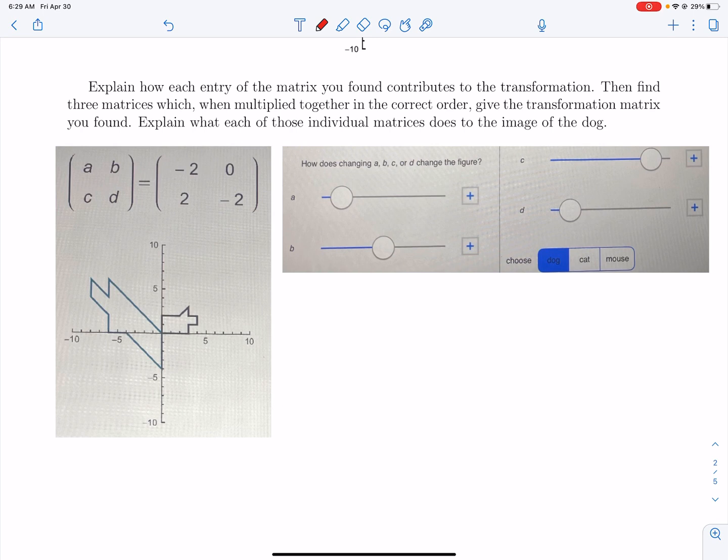So basically, the transformations that I found were -2 for A, 0 for B, 2 for C, and -2 for D. That is shown by the left picture. This matrix of transformations gives us our transition between the two dogs. And here are the sliders that I had for the changes.